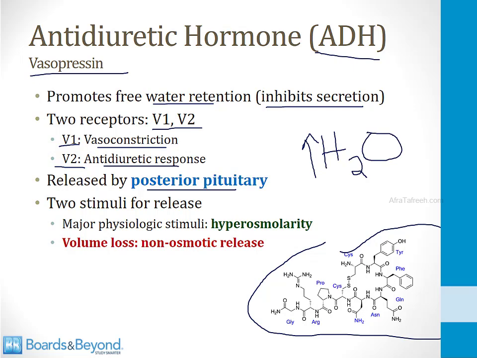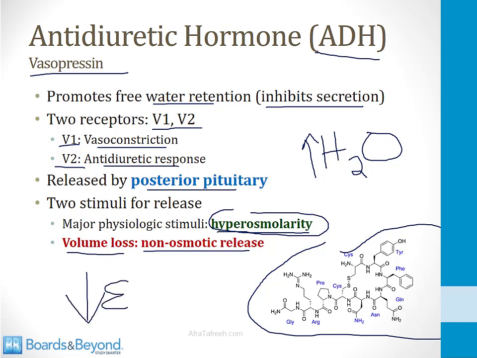The major physiologic stimulus under normal circumstances is hyperosmolarity. So anytime the osmolarity of the serum goes up, ADH is released to dilute the osmolarity back down to normal. And on a normal day-to-day basis, this is the major stimulus for release of ADH. There is, however, a second stimulus that is important in many disease states, and that is volume loss. This is called the non-osmotic release of ADH because it does not depend on serum osmolarity. Basically, if your effective circulating volume gets low enough, that decrease in ECV will be detected by the pituitary gland, and it will release ADH no matter what the serum osmolarity is.